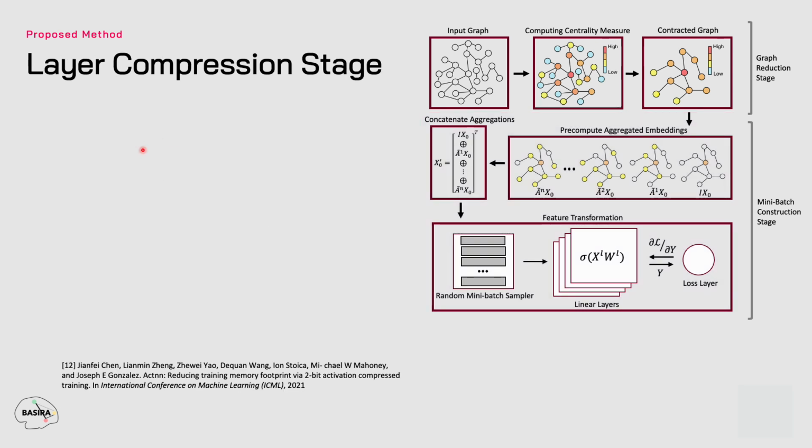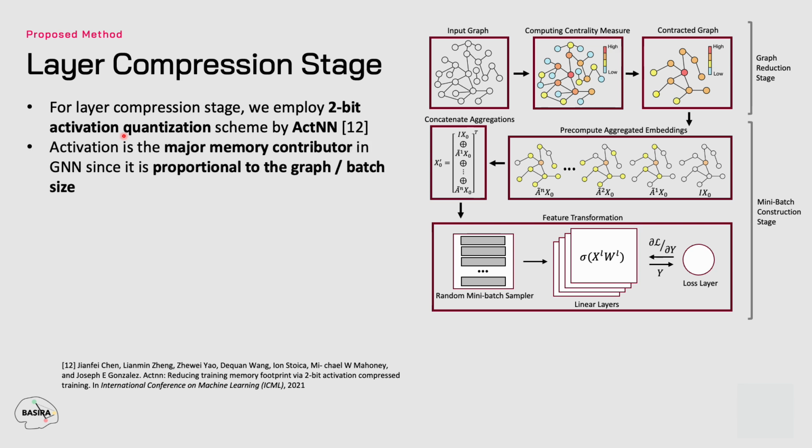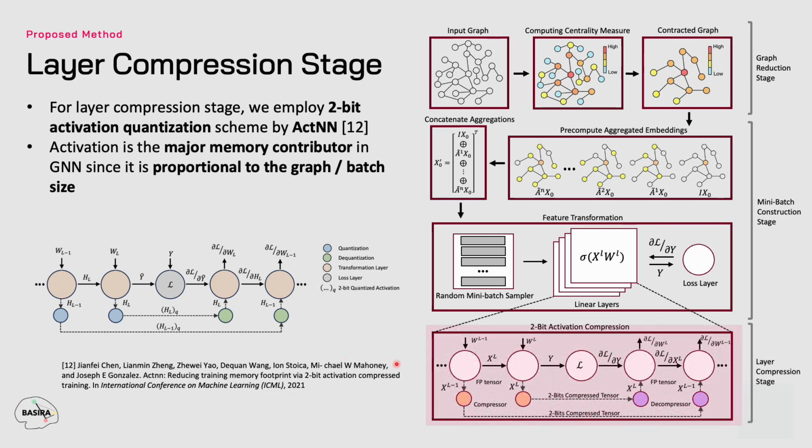Finally, we have the layer compression stage. Here we incorporate the 2-bit activation quantization scheme by ActNN, and we chose to quantize the activation because it is the major memory contributor in GNN, since it is directly proportional to the graph size. The quantization itself is visualized in this figure, which shows that the cached activations are first quantized into 2-bit precision before finally being dequantized back to full precision to be used for the backpropagation process. This is also shown in the flowchart as follows.